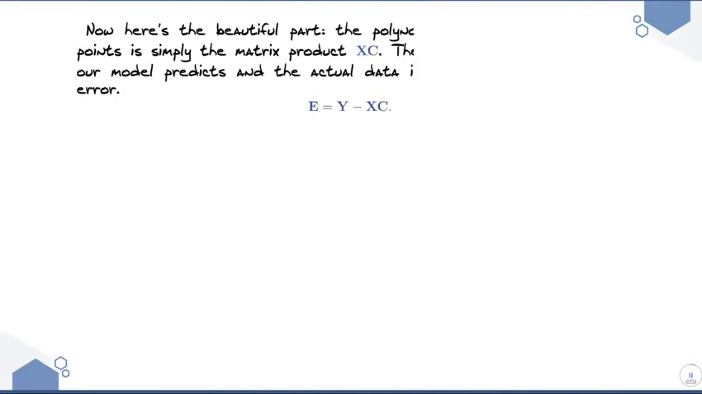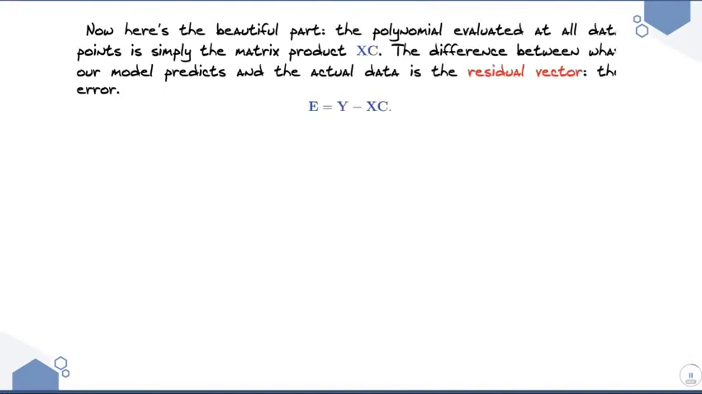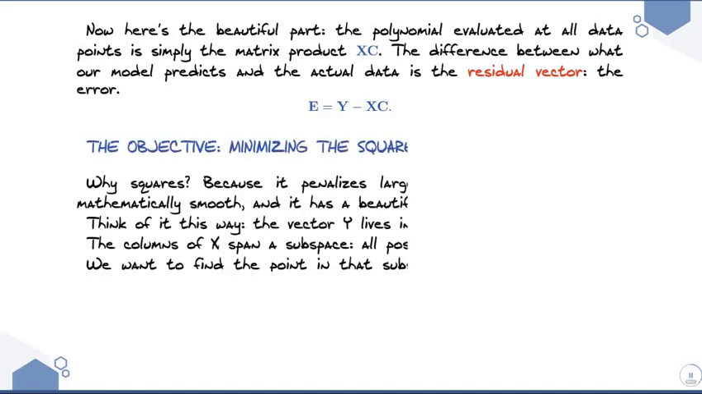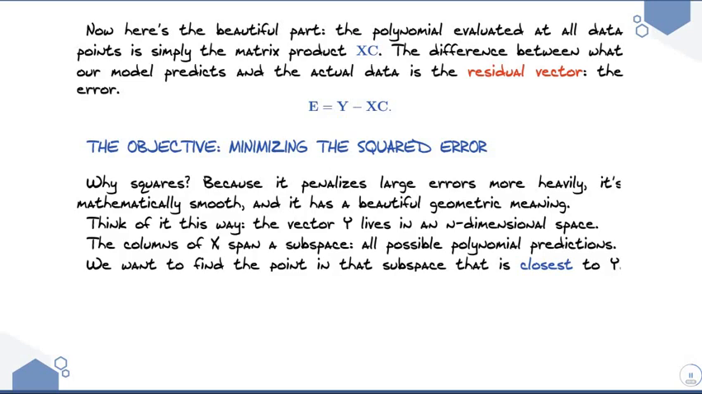Now here's the beautiful part. The polynomial evaluated at all data points is simply the matrix product XC. The difference between what our model predicts and the actual data is the residual vector, the error. Our objective is minimizing the squared error. Why squares? Because it penalizes large errors more heavily, it's mathematically smooth, and it has a beautiful geometric meaning.